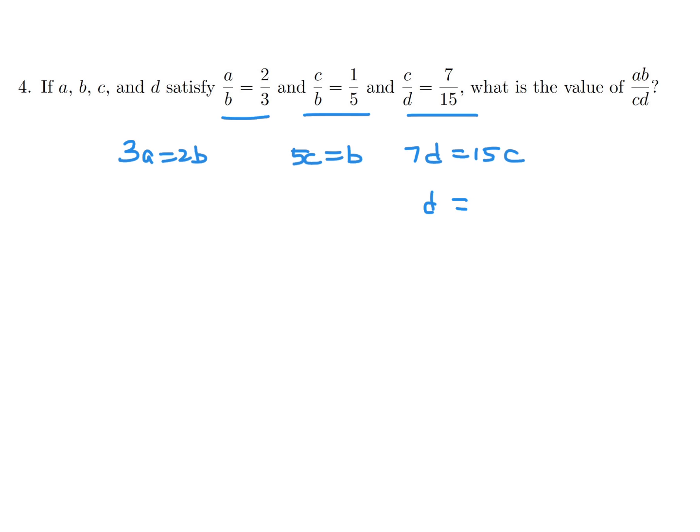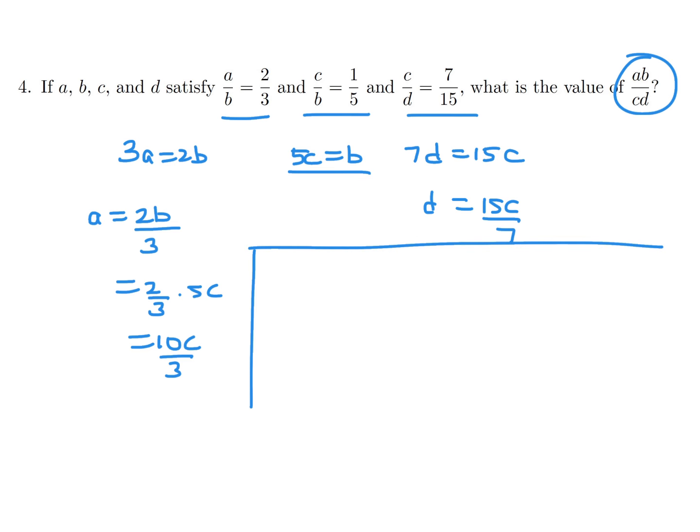So D would be equal to 15C over 7. B is 5C. I'm trying to get everything in terms of one letter. So D in terms of C, C is already C. B is in terms of C. If I can get A in terms of C, that would help me. So let's see if I can do that. First, let me get A in terms of B, and then I'll substitute that. So 2 over 3 times 5C, so that'd be 10C over 3. Okay. I think I got everything in terms of C.